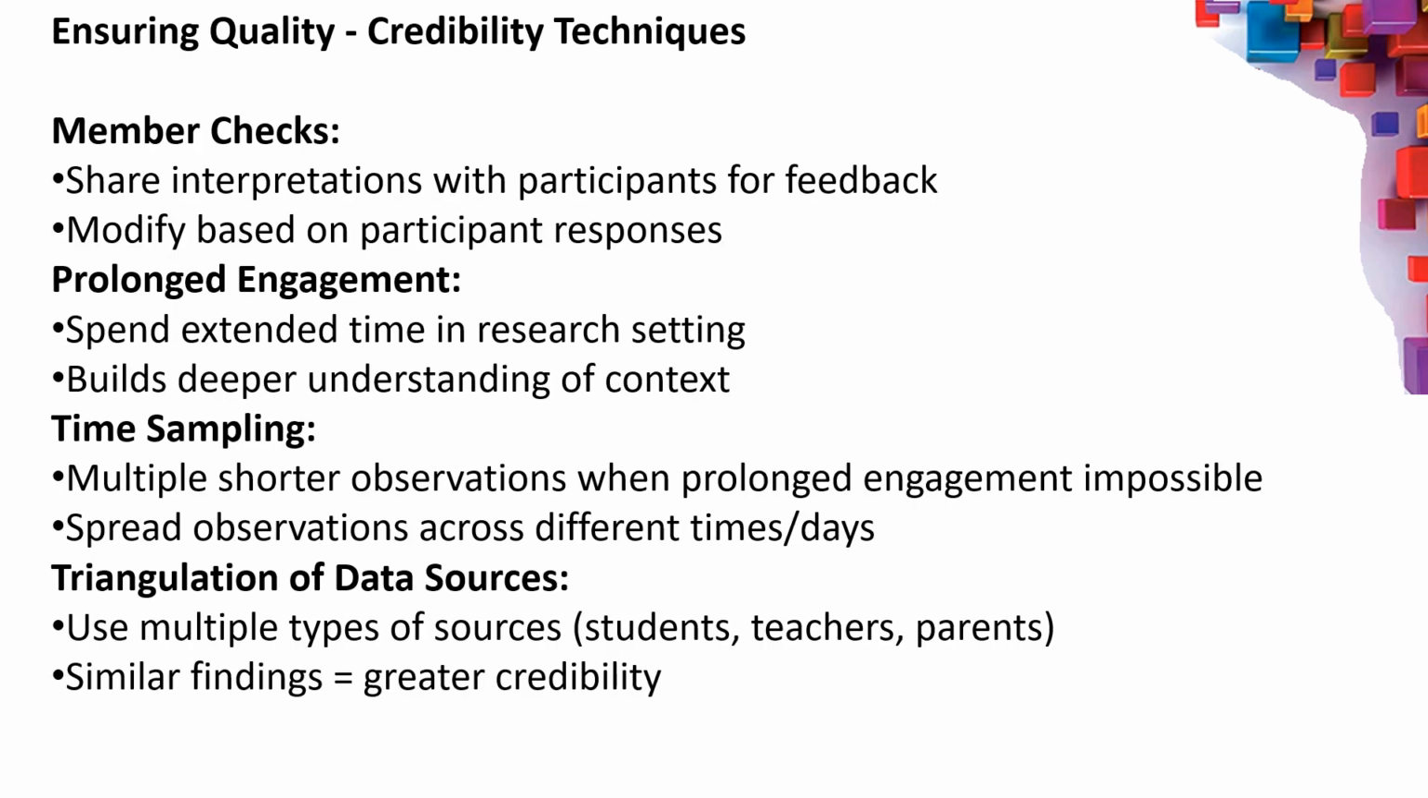Credibility in qualitative research is like validity in quantitative research. It's about whether your interpretations accurately capture participants' experiences. Member checks let participants verify your understanding. Prolonged engagement gives you deeper insight into the context. Time sampling spreads your observation to capture different conditions. Triangulation uses multiple sources. When different types of people tell similar stories, you can be more confident in your interpretations.